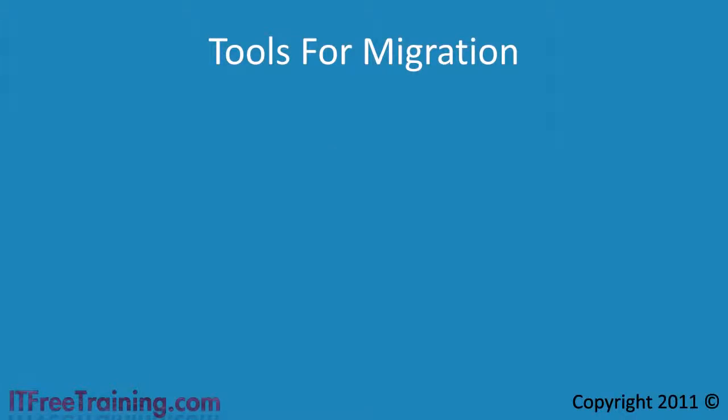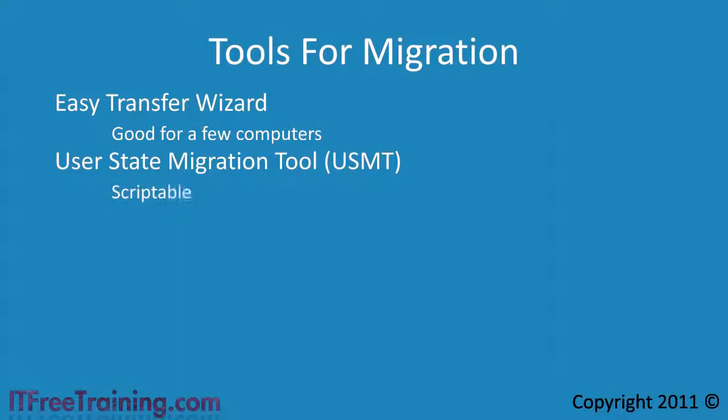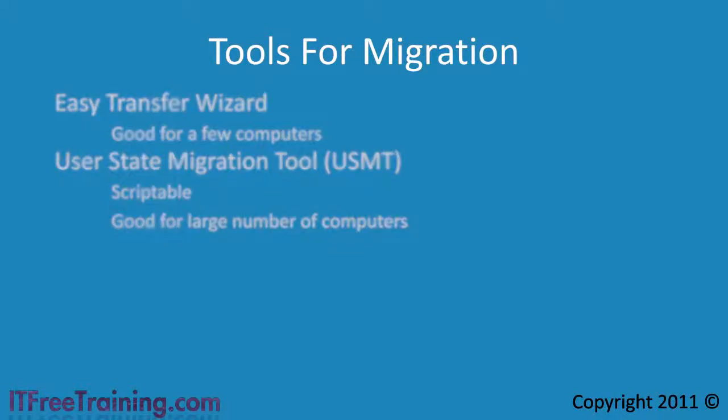To transfer files and settings from one computer to another computer, there are two software tools that you can use. The first is the Easy Transfer Wizard. This simple wizard is used when you want a quick solution and only have a few computers to perform migration on. The next is the User State Migration Tool, or USMT. The big difference with this tool is that it is scriptable. This makes it the better choice when you have a large number of computers. However, it is not as simple to use.